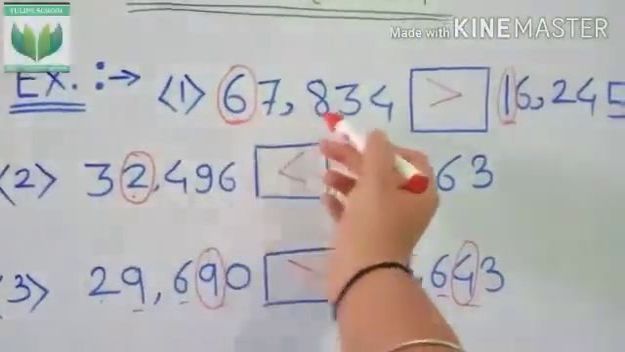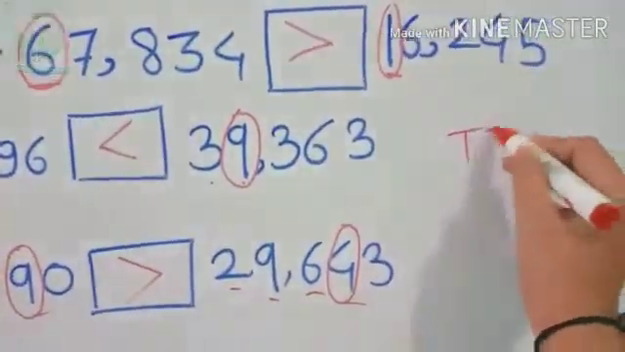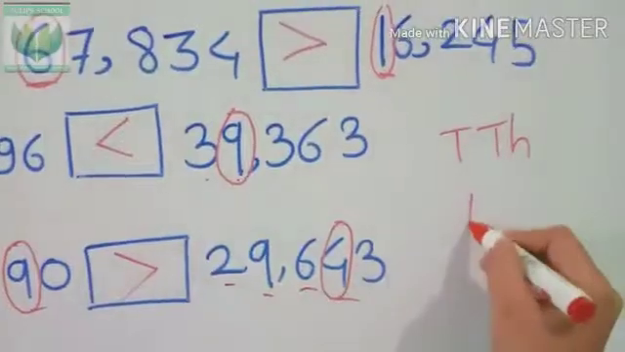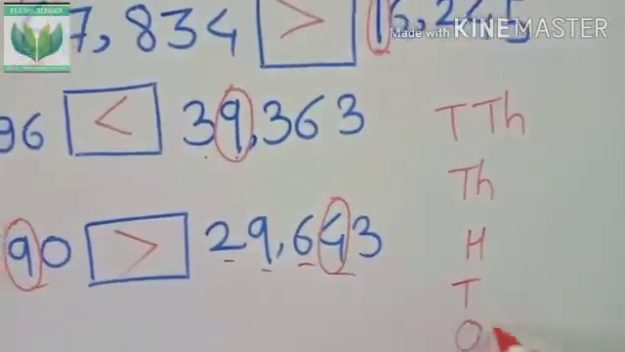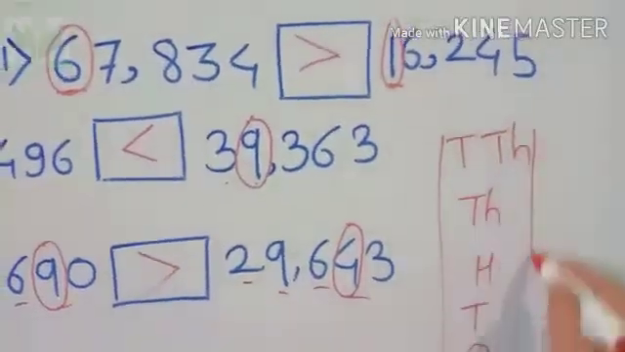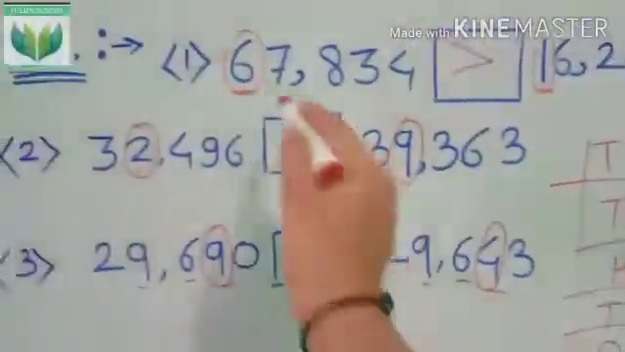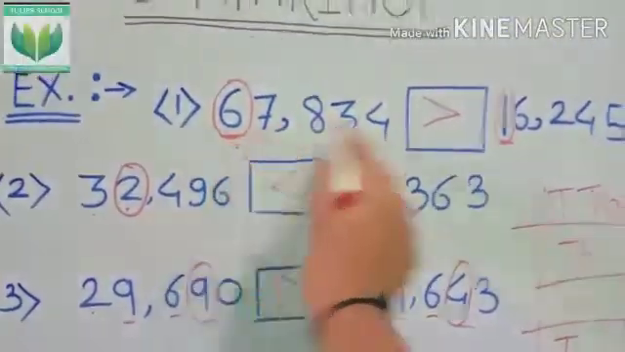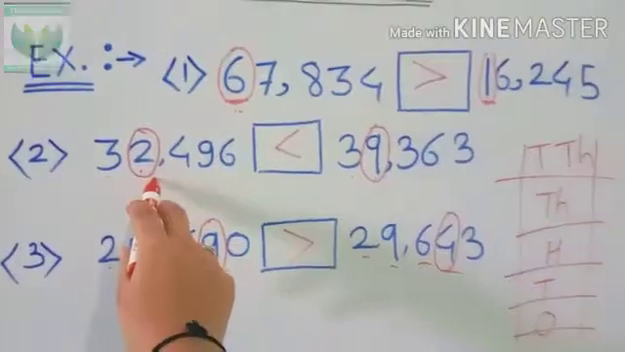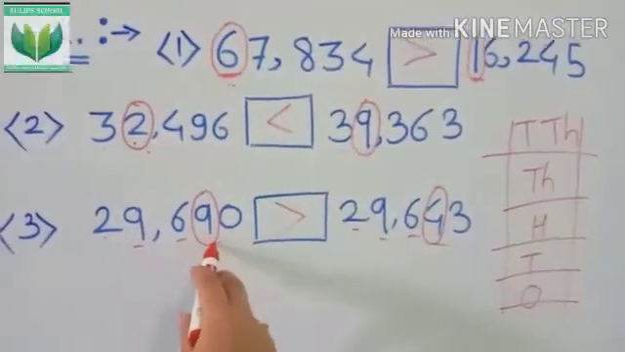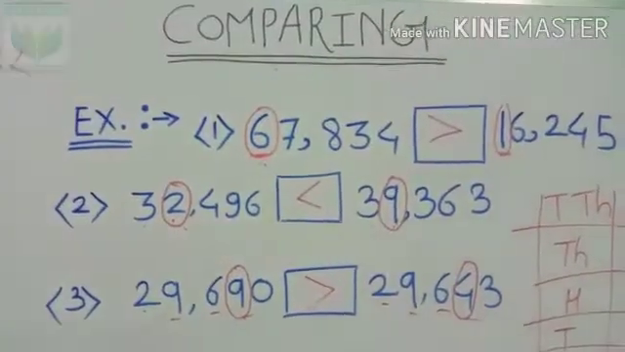We have to check one digit at a time. First we check the 10,000s place, then 1,000s, then 100s, then tens, then ones, like in the place value chart. On the 10,000s place we know which number is greater. Here the 1,000s place we understood, and here the tens place. Now let's learn about the second point.